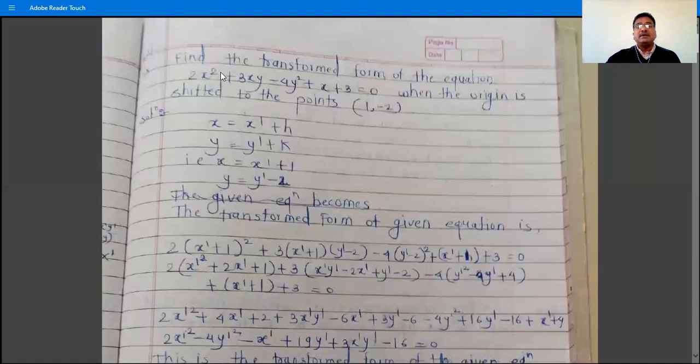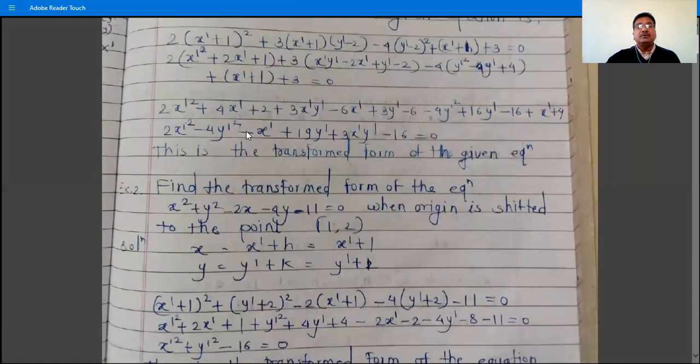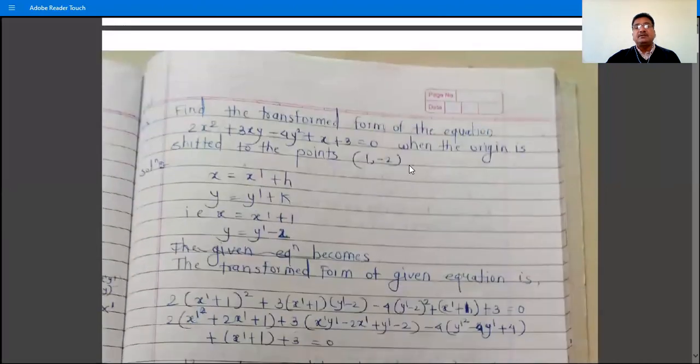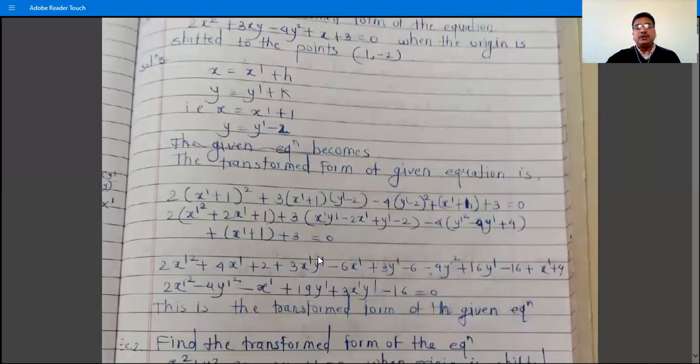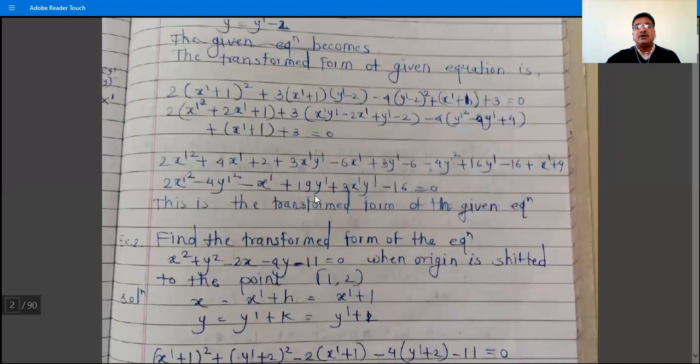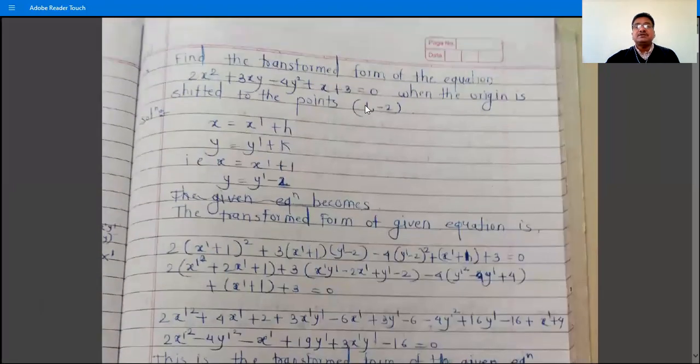So this equation transforms to this by shifting the origin to point (1, -2). These both equations represent the same curve, but this is the equation of the same curve with respect to the old system, and this is the equation of the curve with respect to the new system. So what is the new system?